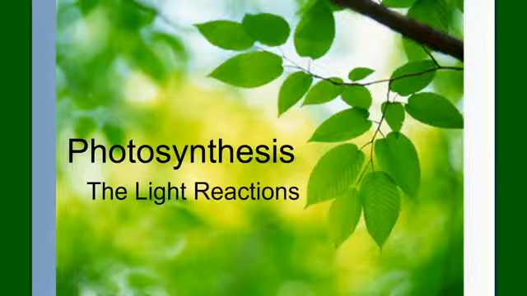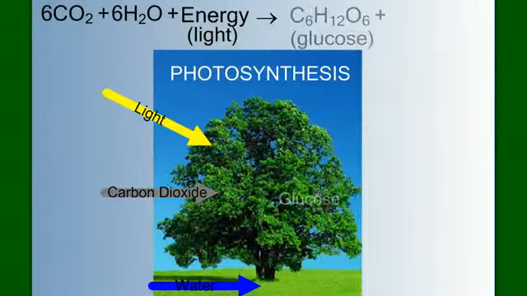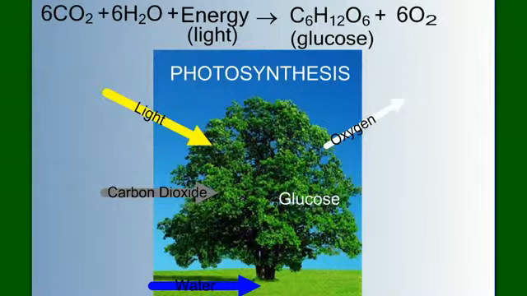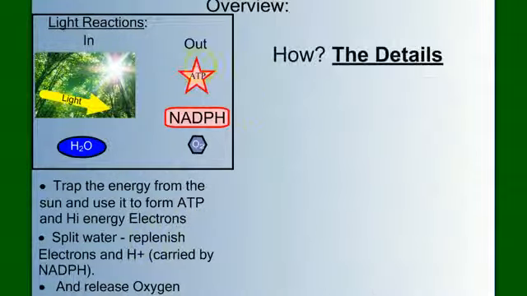Recall from our video overview of photosynthesis that in photosynthesis we take in light, carbon dioxide, and water to build sugars and release oxygen as a waste product. We said that photosynthesis occurs in two distinct sets of reactions, the light reactions and the Calvin cycle. In this video, we're going to focus on the details of the light reactions.